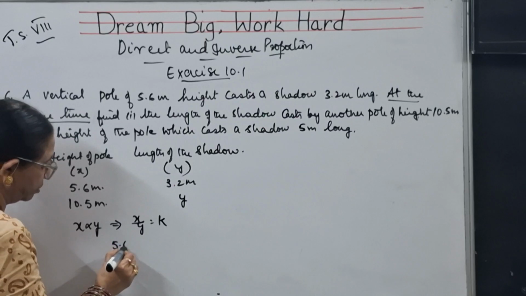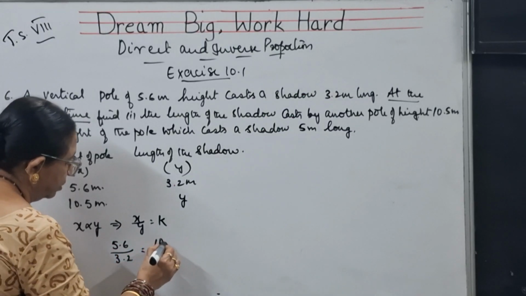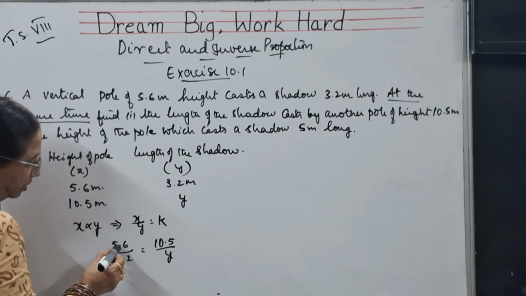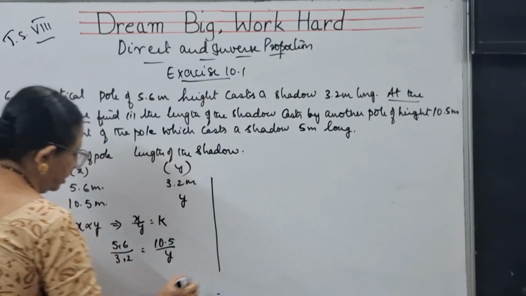So 5.6 by 3.2 is equal to 10.5 by y. So here single decimal, no, this I can cancel. So what am I getting?